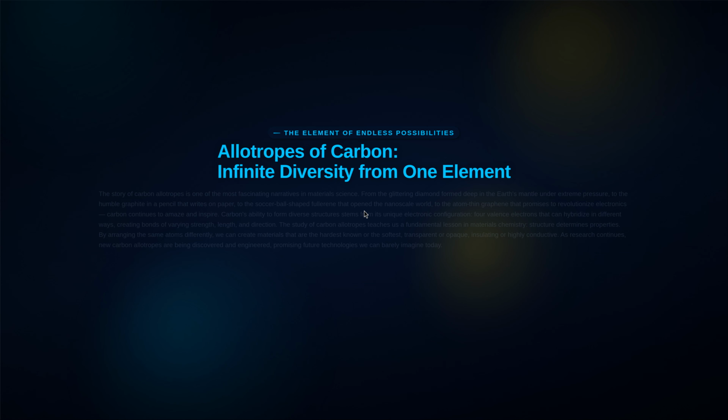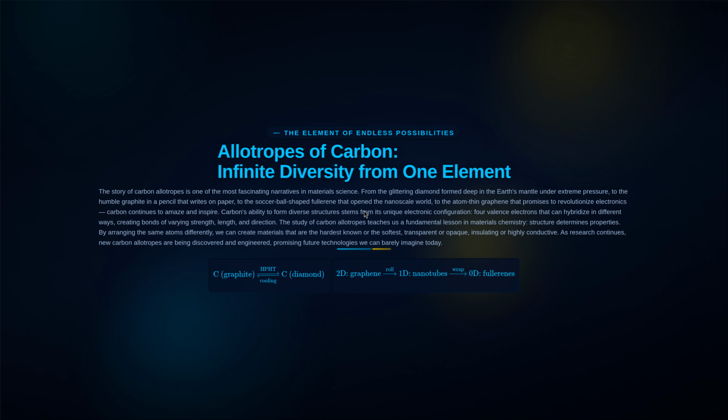In conclusion, the story of carbon allotropes is fascinating. From diamond formed deep in the earth, to graphite in a pencil, to the fullerene soccer ball, to atom-thin graphene. Carbon's versatility comes from its 4 valence electrons that hybridize differently. Structure determines properties. By arranging the same atoms differently, we create materials that are hardest or softest, transparent or opaque, insulating or conductive. New carbon allotropes promise future technologies we can barely imagine.